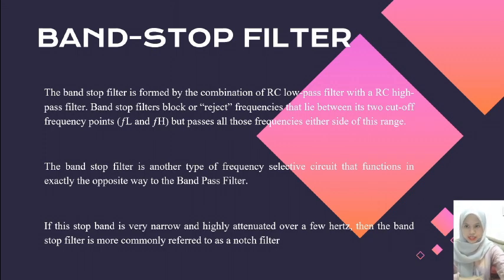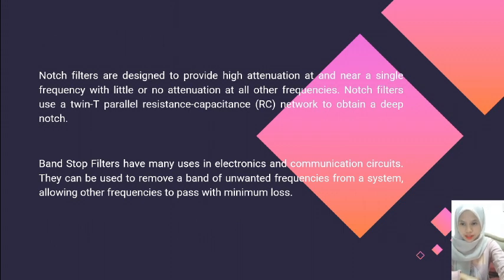The band stop filter is another type of frequency selective circuit that functions in exactly the opposite way to the band pass filter. If the stop band is very narrow and highly attenuated over a few hertz, then the band stop filter is more commonly referred to as a notch filter. Notch filters are designed to provide high attenuation at and near a single frequency with little or no attenuation at all other frequencies.